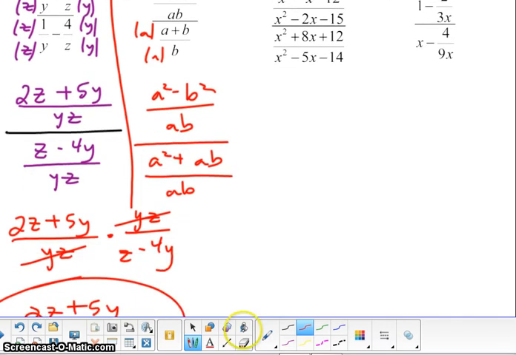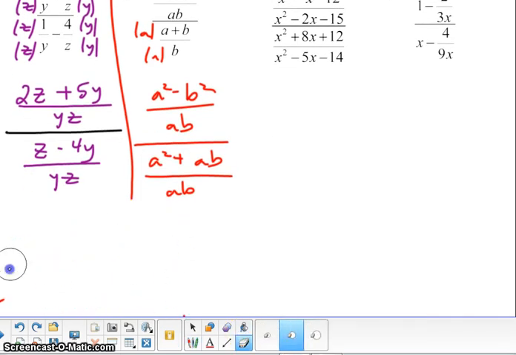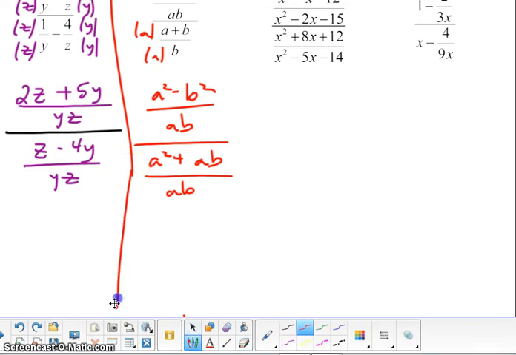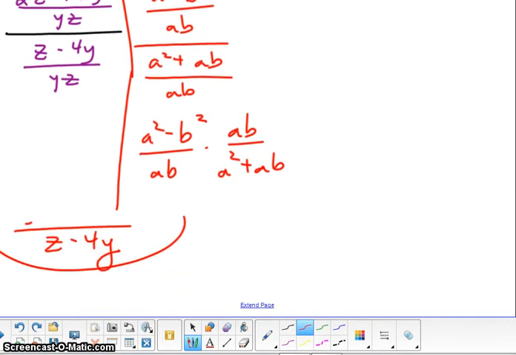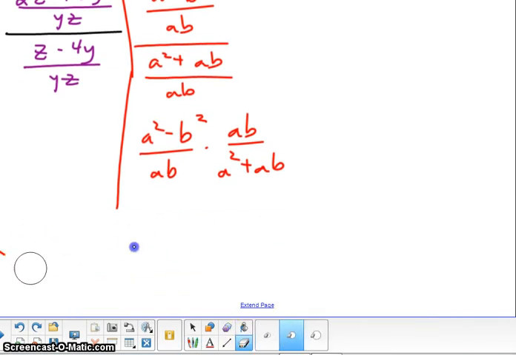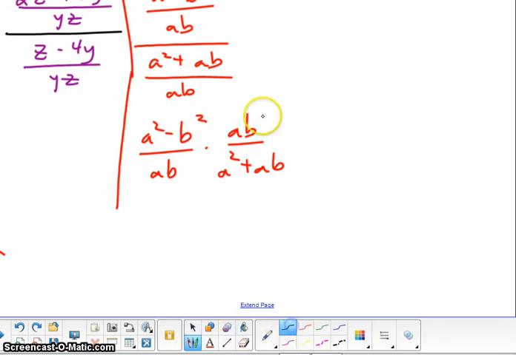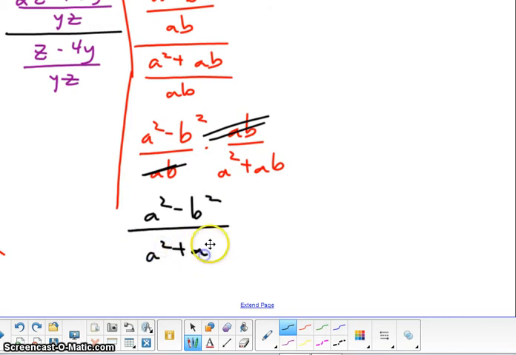Okay, so let's go ahead and factor. Let me get rid of some of the other stuff here. If you factor the top, no, I'm sorry, we're going to leave, change, flip. A squared minus b squared over ab times, flip the second one, a squared plus ab. Okay, and then it's nice because these end up canceling out. So you are left with a squared minus b squared over a squared plus ab.